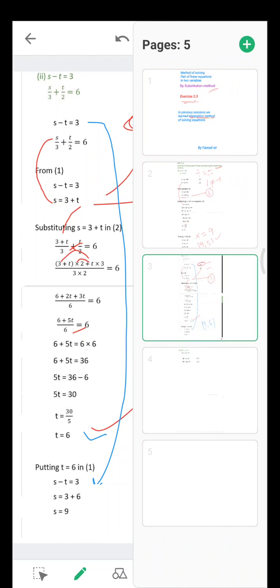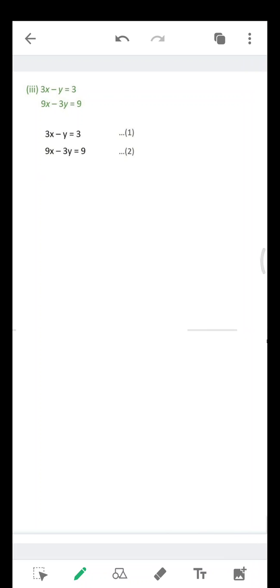Let's see one more problem now. In this one, you can check the ratio. a1 by a2 is 3 by 9, that is 1 by 3, and minus 1 by minus 3, that is also 1 by 3, and 3 by 9 again will also give you 1 by 3. So all of them will give you 1 by 3.